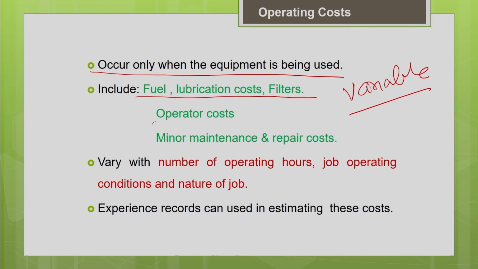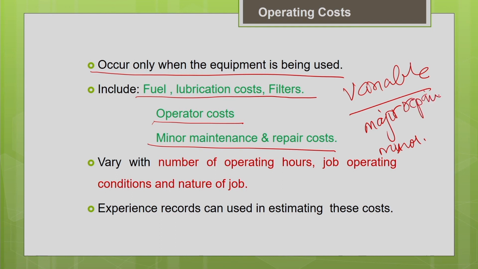Then the wages you pay for the operator are a part of the operating cost. Then your maintenance and repair cost. This maintenance and repair cost can be either major or minor. Major maintenance and repair means a huge replacement of a particular part of the machine. It involves huge investment, so major repair is usually accounted under the ownership cost. Only the minor repair cost is considered under the operating cost.